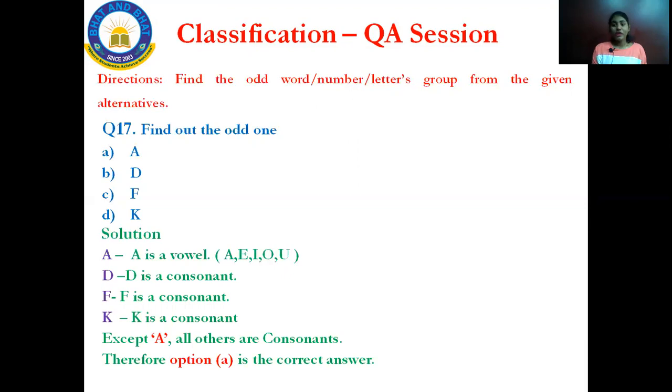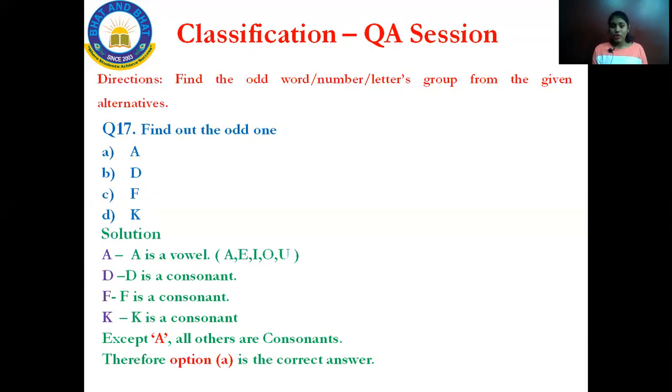I said, if you know the difference between vowel and consonant, it is very easy to solve. Okay, I'll repeat once. Question number 17, find out the odd one, and your options are option A, A, option B, D, option C, F, option D, K.